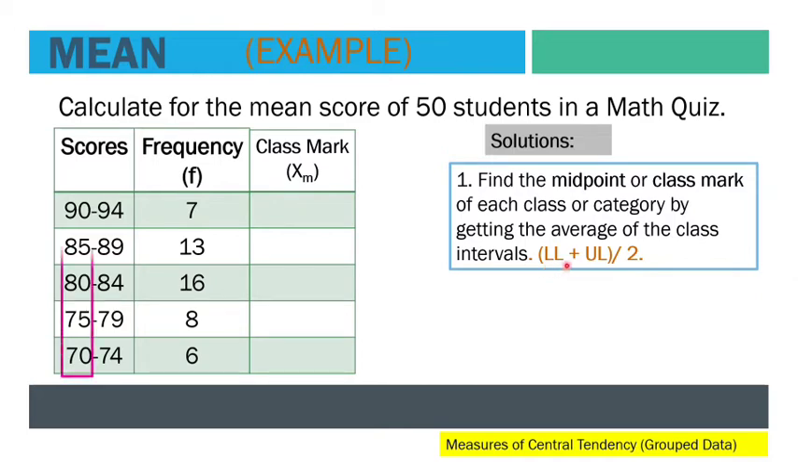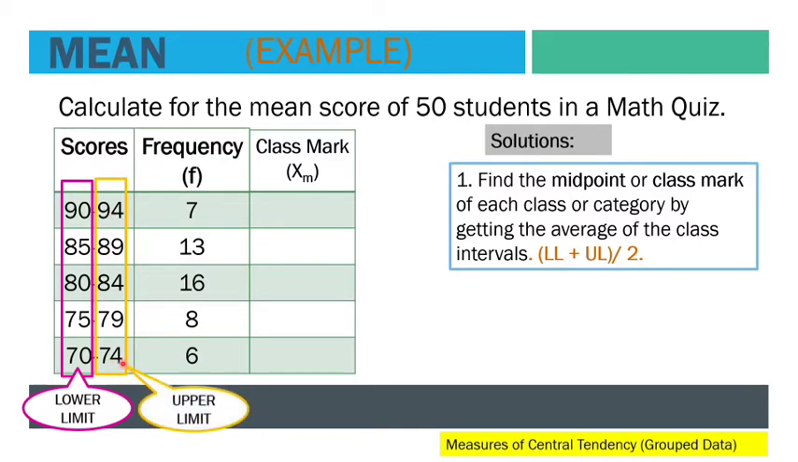So which are the lower limits? These numbers on the first entry of our scores are the lower limits, and the upper limits are these. So again, what do you have to do with them? You have to add the lower and the upper limits, and then divide by 2 to get the value of the class marks.